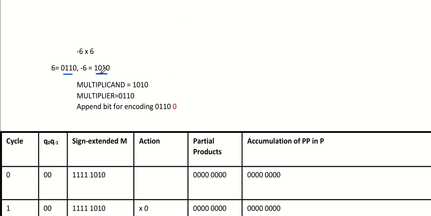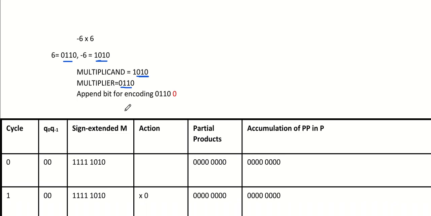-6 is 1 0 1 0. Now I told you to choose your multiplicand. I chose my multiplicand as 1 0 1 0 because it was negative, and I chose my multiplier as 0 1 1 0 because it's positive. We check positive or negative by checking the first bit. The first bit is a 1 here, so it's negative. The first bit is a 0, so it's positive. Then we start with the process.